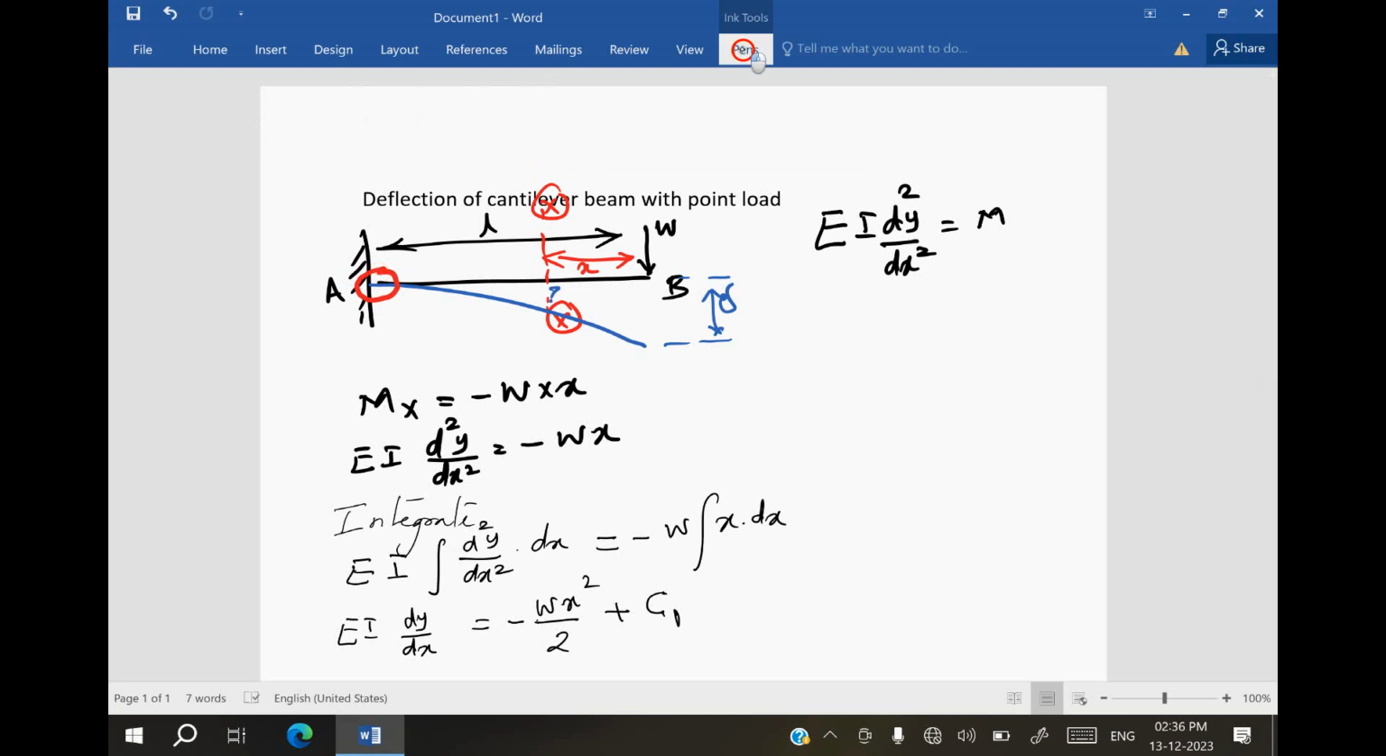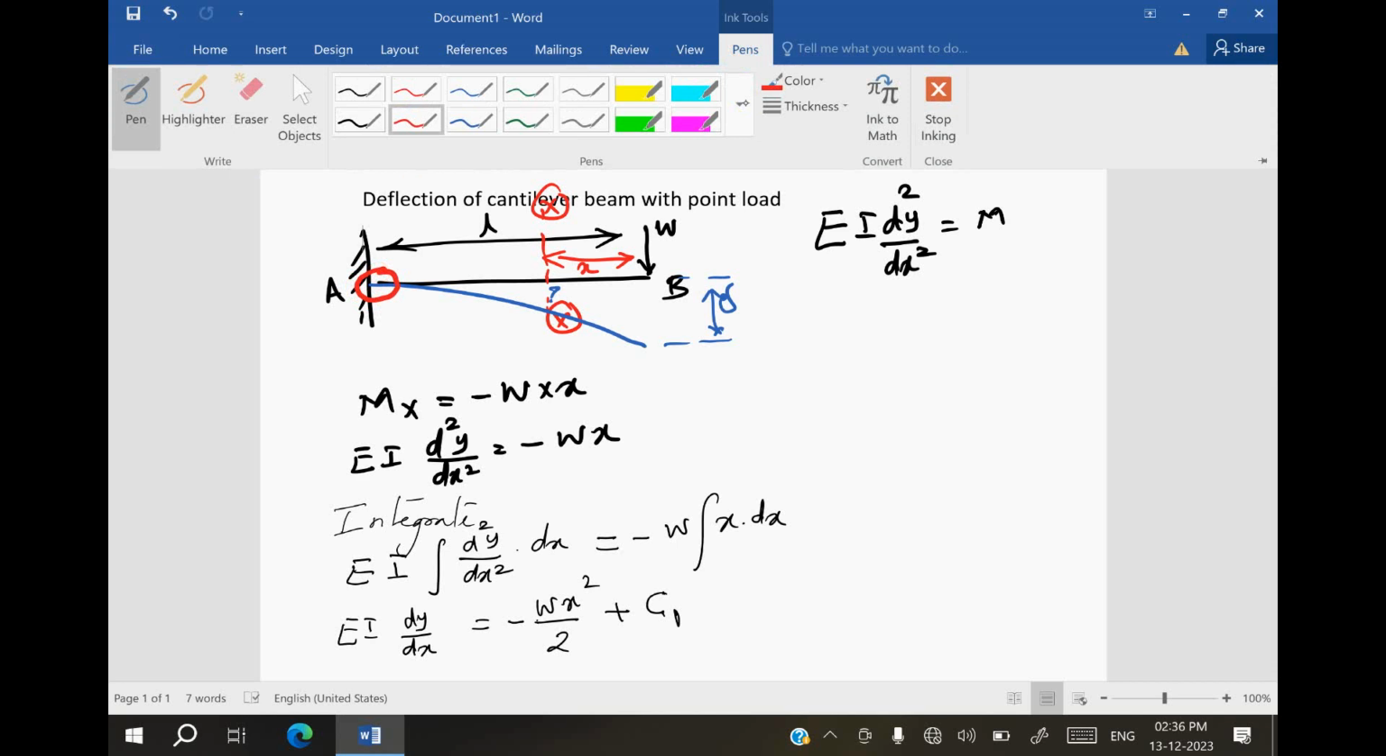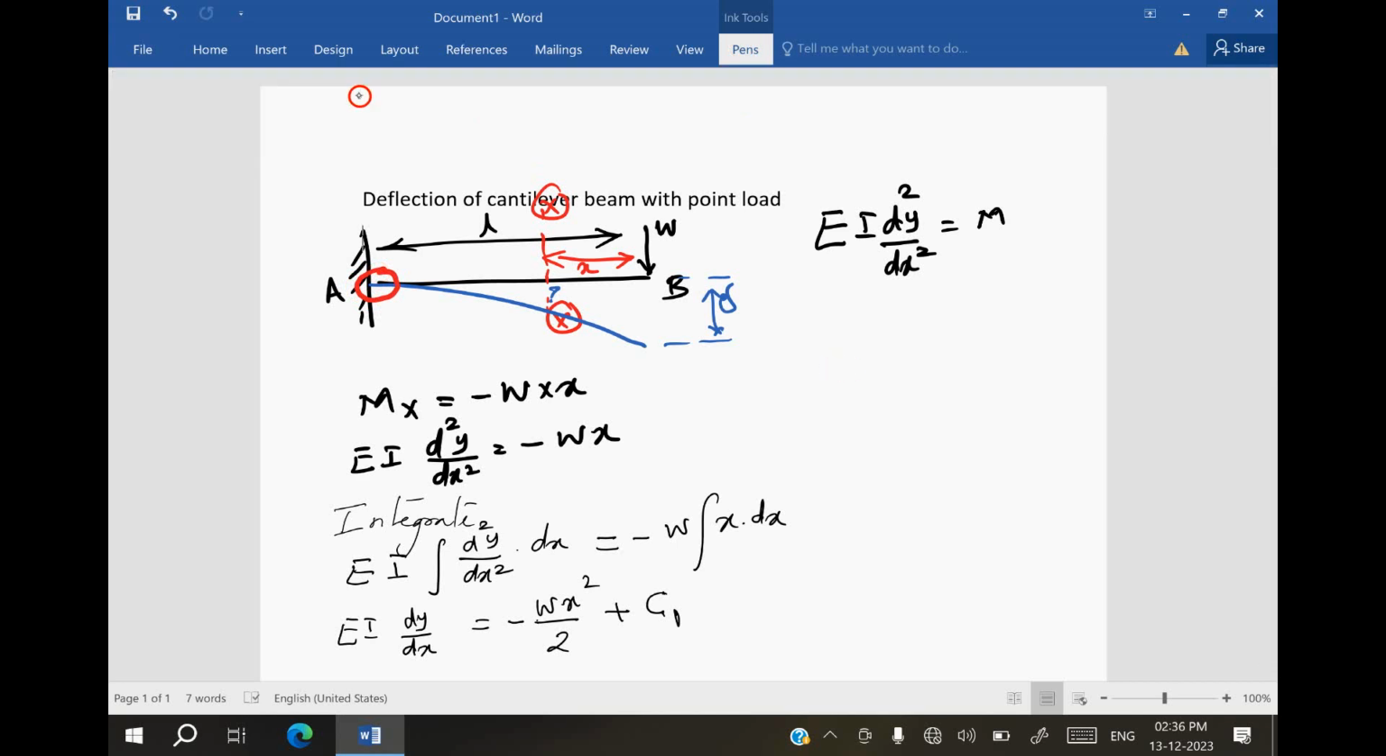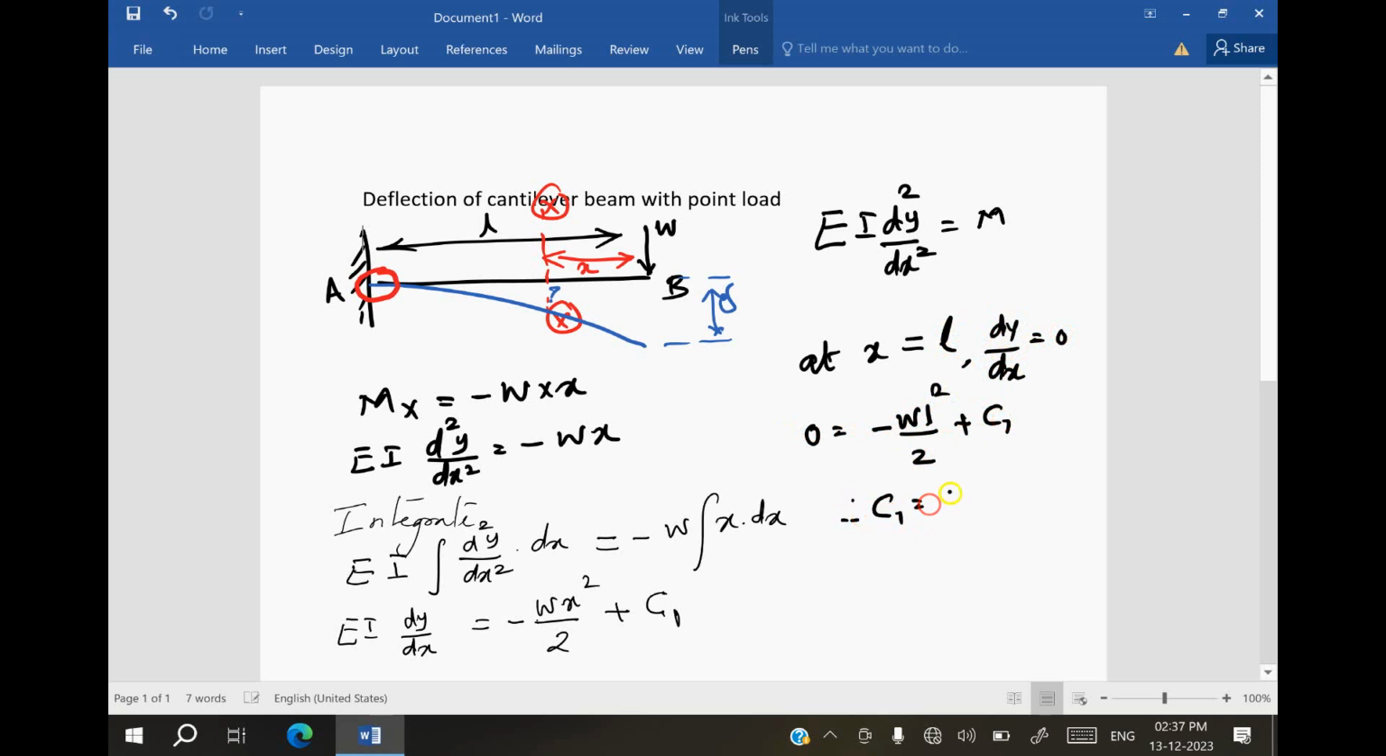So what can I write? At x equal to L, dy by dx is equal to 0, is it not? So let me write it now. 0 is equal to minus WL squared by 2 plus C1. Therefore, C1 is equal to WL squared by 2.